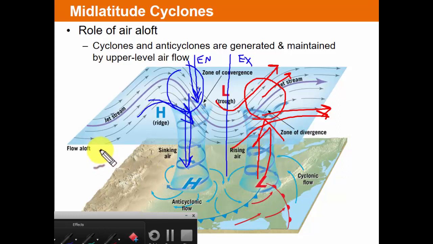So around a ridge of high pressure, the entrance zone of your trough creates a zone of convergence and sinking air, creating high pressure at the surface. Once you move through your trough and you get in your exit region of your trough, divergence aloft pulls air up off the surface.